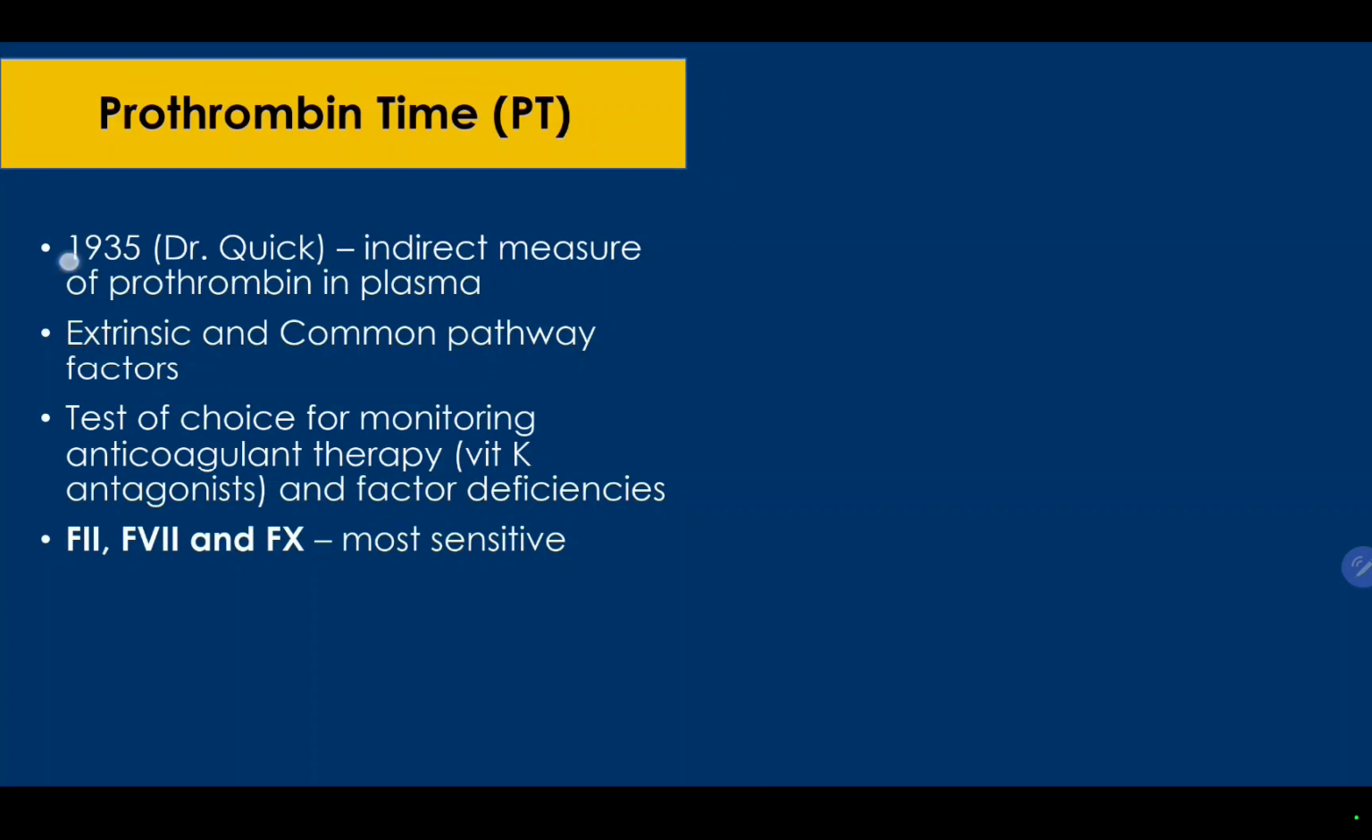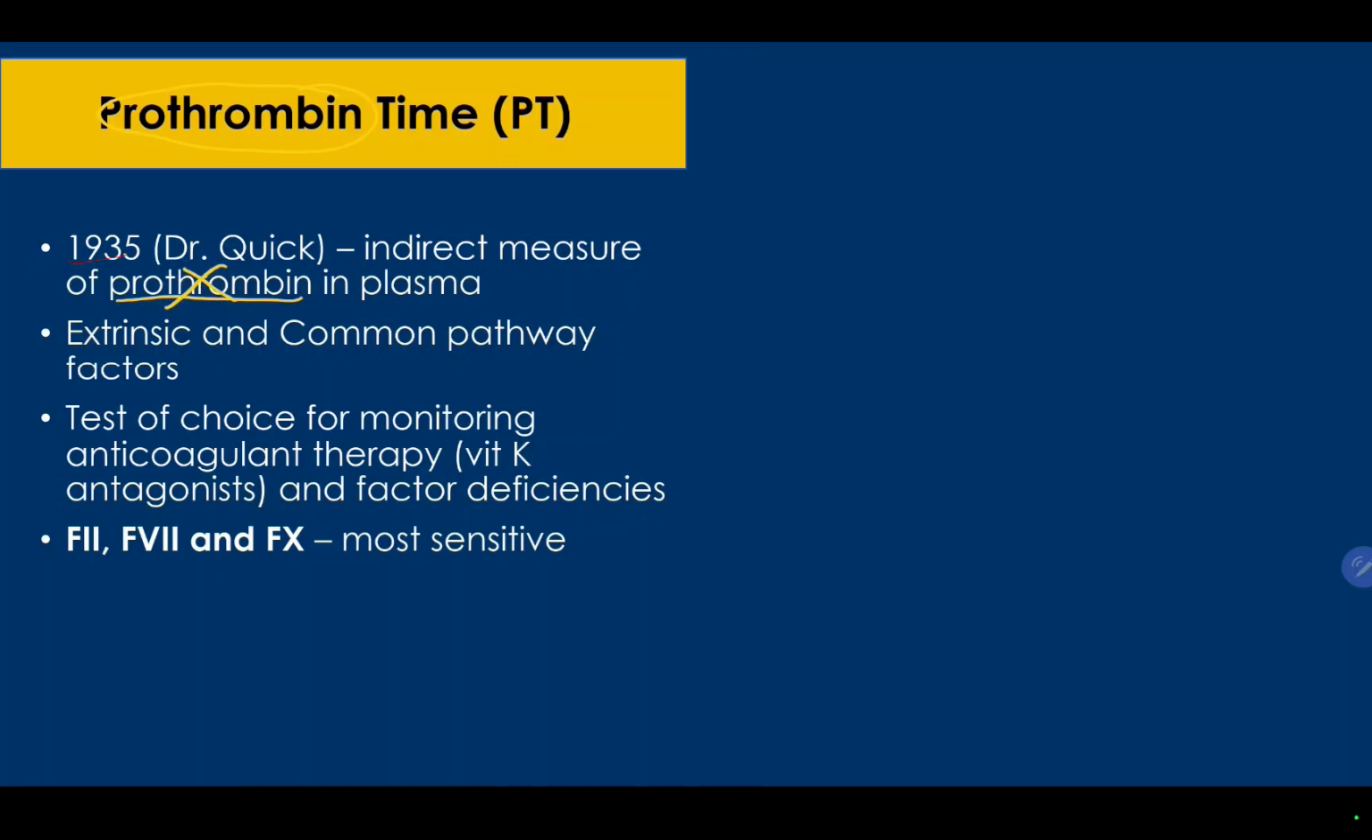In the year 1935, Dr. Armand Quick described this test to indirectly measure prothrombin in plasma, which is dependent on the presence of fibrinogen, thus getting its name prothrombin time. Subsequent discoveries of factors 5, 7, and 10 showed that prothrombin time is a reflection of several factors and not only prothrombin.